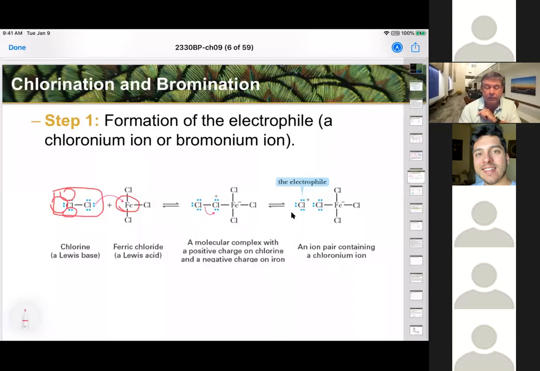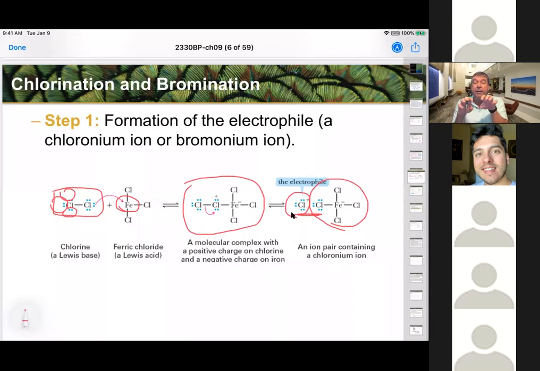So when it does that, it forms this intermediate here, this molecular complex, and the net charge on the complex is zero. But we have two bonds to chlorine, and it doesn't like that. It'd rather have one bond to chlorine or be an ion. So what happens is it moves electrons from the bond between the two chlorines to give us a chlorine plus and this iron chlorine four minus. And that ion pair is nice and stable. But now look what we have. We have a chlorine with a positive charge. We now have our electrophile.